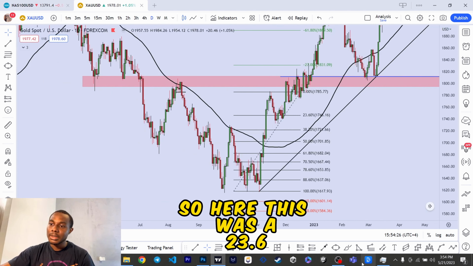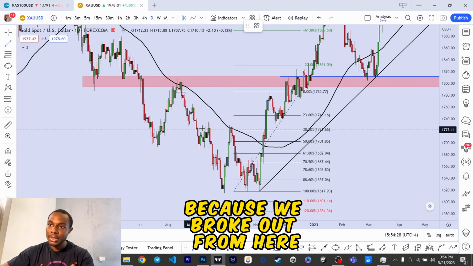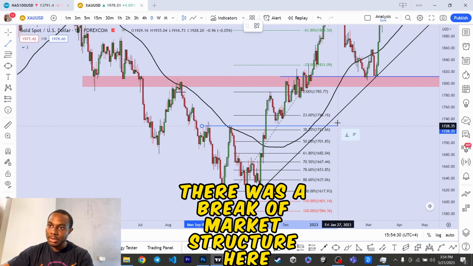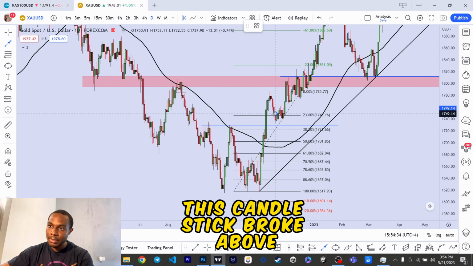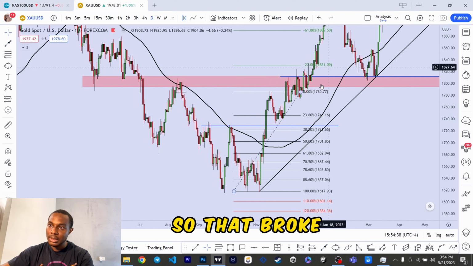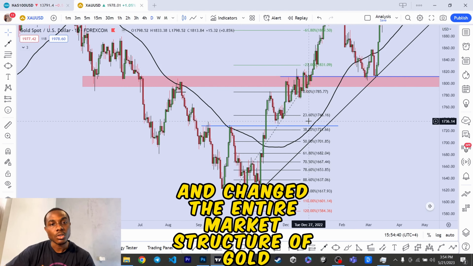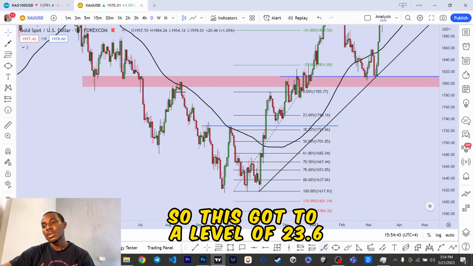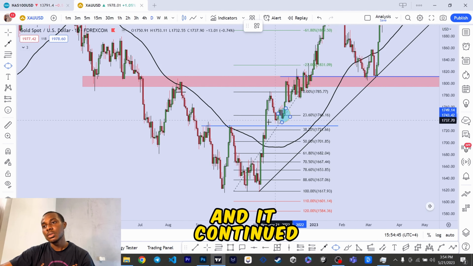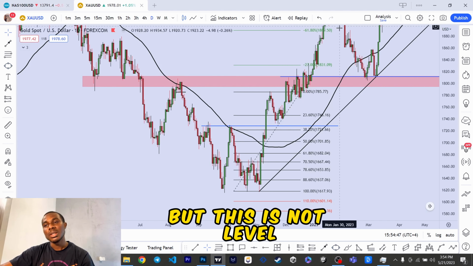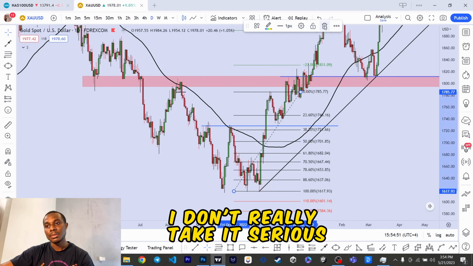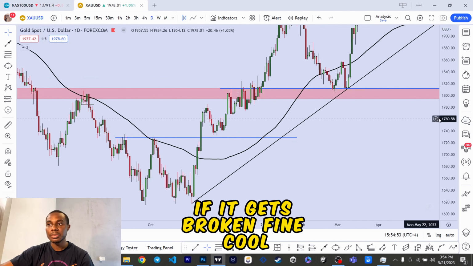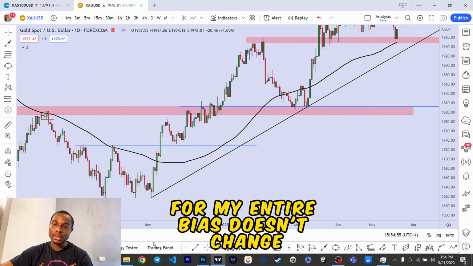So here, this was the 23.6 because we broke out from here. There was a break of market structure here, which broke above. This candlestick broke above. This candlestick broke above. So that broke and changed the entire market structure of gold. So this got to a level of 23.6 and it continued, but it's not a true level. Basically it's just a minor structure. I don't really take it seriously. If it gets broken, fine, cool, but my entire bias doesn't change.